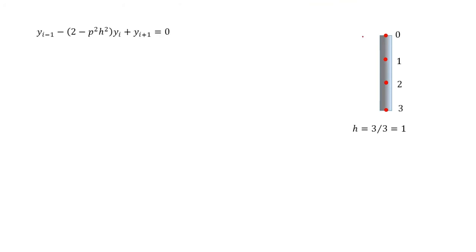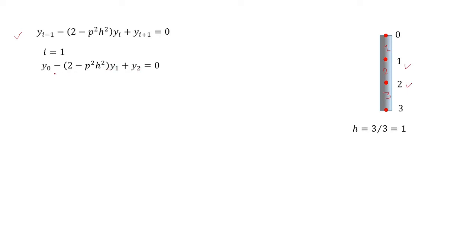Now let's divide our domain into three segments. This is segment number 1, segment number 2 and segment number 3. So for this particular case, we will have h is equal to 3 by 3, which is equal to 1, and this is the generalized equation which is applicable to intermediate nodes 1 and 2. So let's apply this equation to node number 1. By substituting i equal to 1, we will get y of 0 minus 2 minus p square h square into y1 plus y2 is equal to 0.